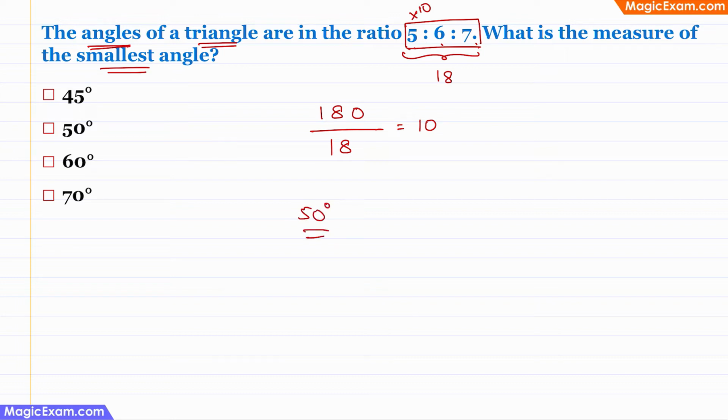And the next angle is 6 into 10, that is 60 degrees. And the third one will be 7 into 10, that is 70 degrees. Therefore, the smallest angle here is 50 degrees. And option 2 is the correct answer.